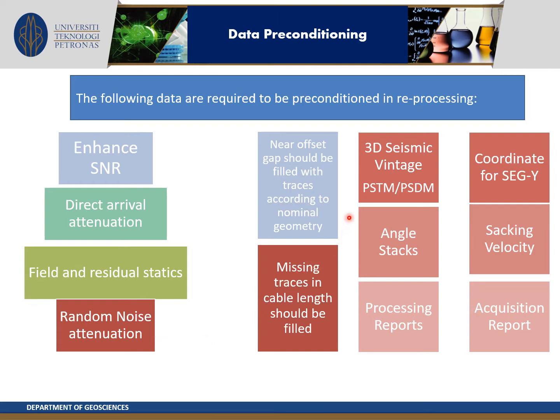Also, we need to have the near offset gap filled with traces according to the nominal geometry. We need to fill in the traces in the cable length. We also need 3D seismic vintage, and for the shallow section, it would be recommended to use pre-stack depth migration as well. And also, we need to use angle stacks, processing reports, acquisition report, stacking velocity, and also coordinates for SEG-Y.